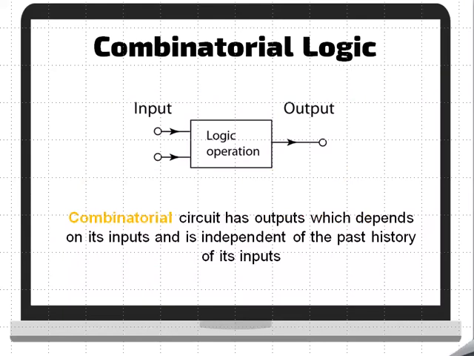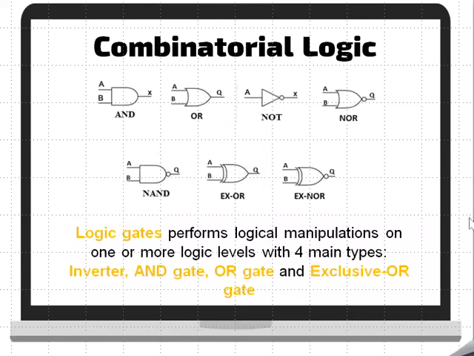We also have combinatorial logic. A combinatorial circuit has outputs which depend on its inputs and is independent of the past history of its inputs. So we have logic gates that perform logical manipulations on one or more logic levels, with four main types. These are inverter, AND gate, OR gate, and exclusive OR gate.